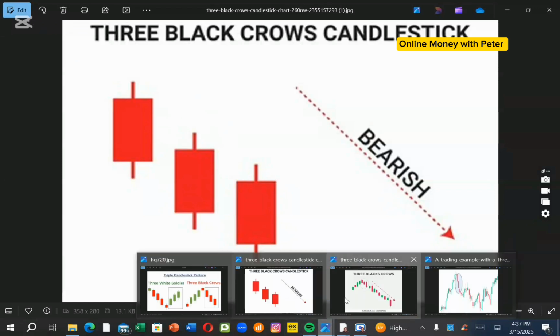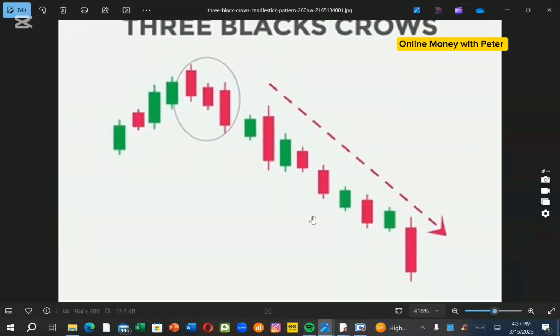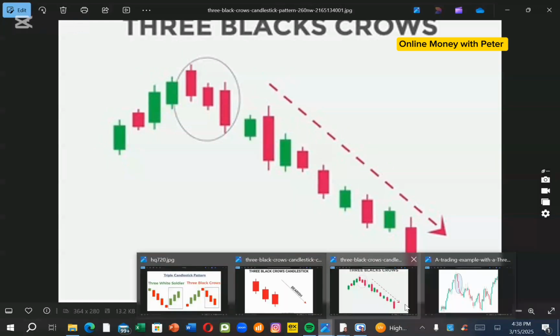Also, we'll take a look at another one. You see, the price has been going up, and then it gets to a resistance. Then you see these three candlesticks, three black crows, and after the candlestick patterns are formed, you can see what happened. It just kept going down. So one hour, two hours, and then three hours. You can see that it keeps going down. Now, for this to be reliable, of course, it should appear on a strong resistance. So let's take a look at another chart.